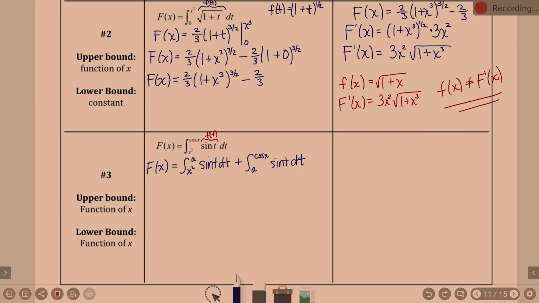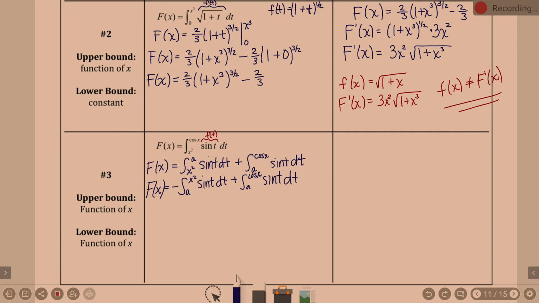Now, officially, when you integrate, your lower bound needs to be the constant. So that first integral needs to be negative, it's going to flip. So it's going to be the negative of the integral from a to x squared of sine t dt plus the integral from a to cosine x of sine t dt. I'm ready to integrate finally.